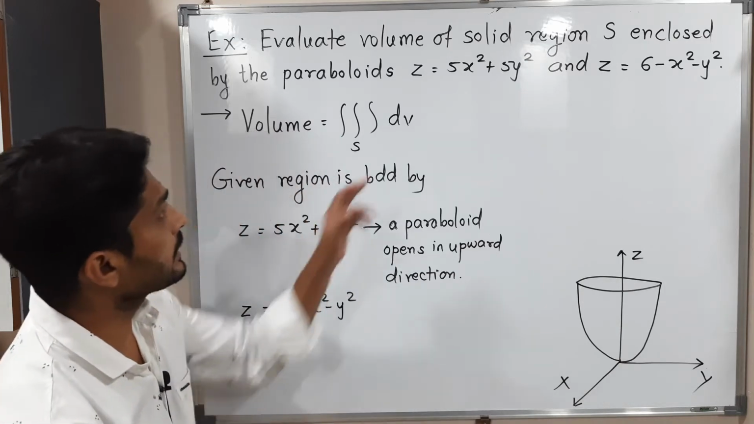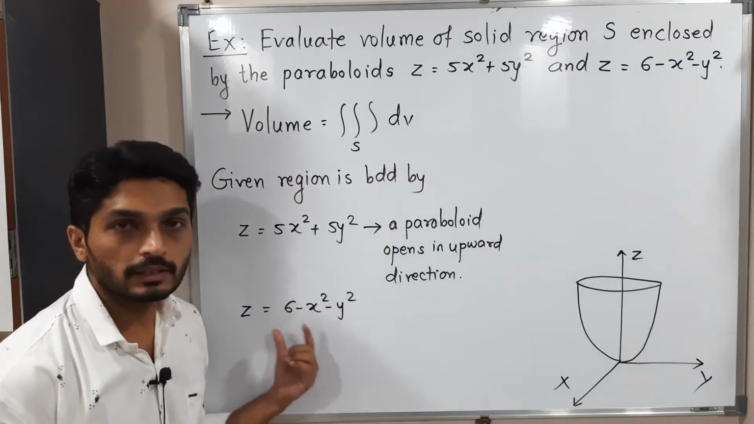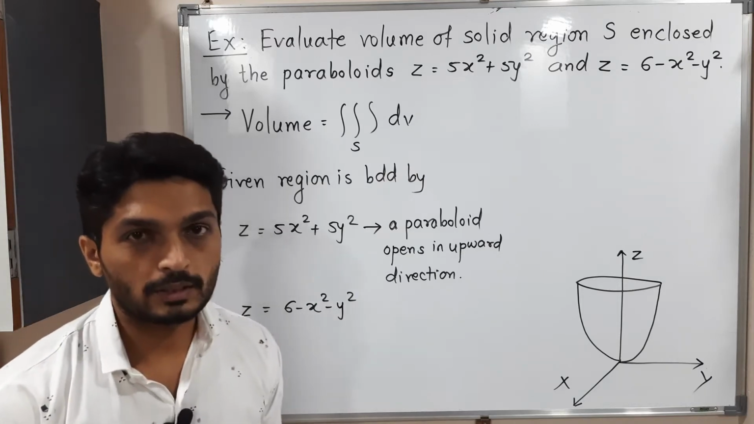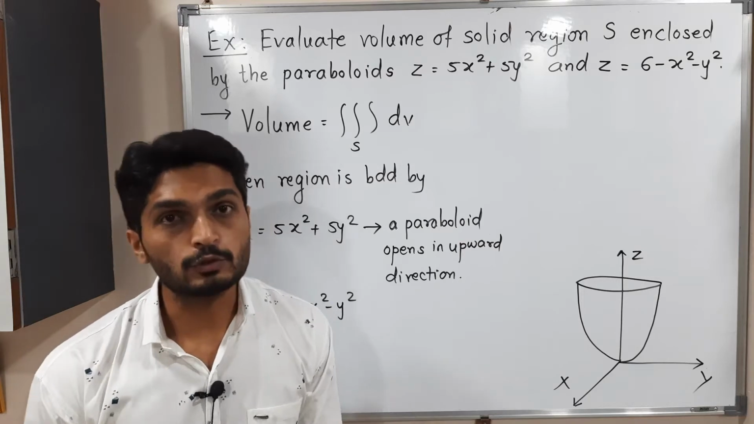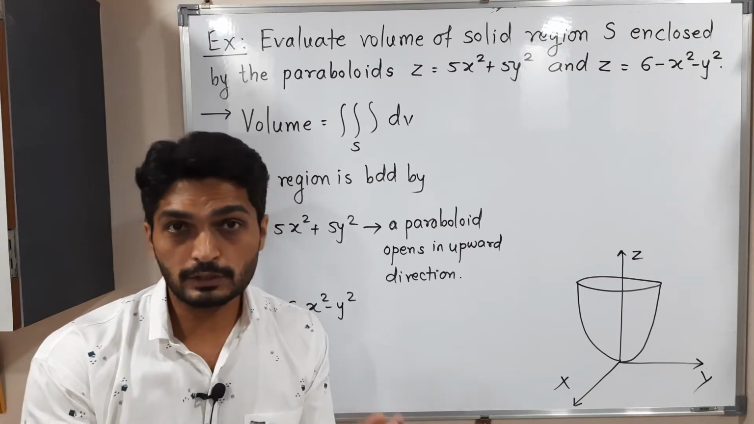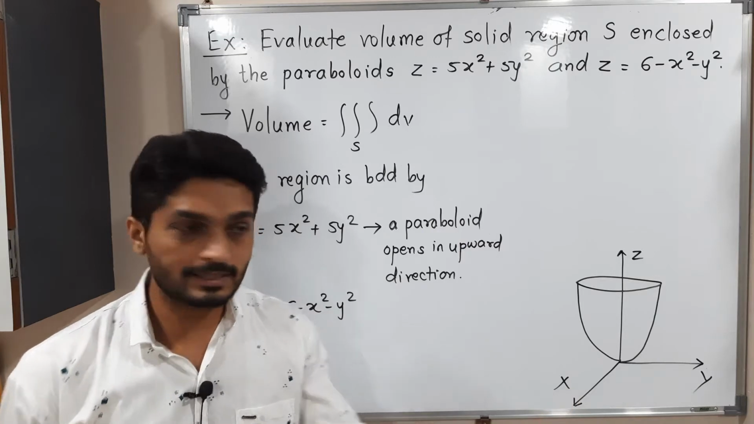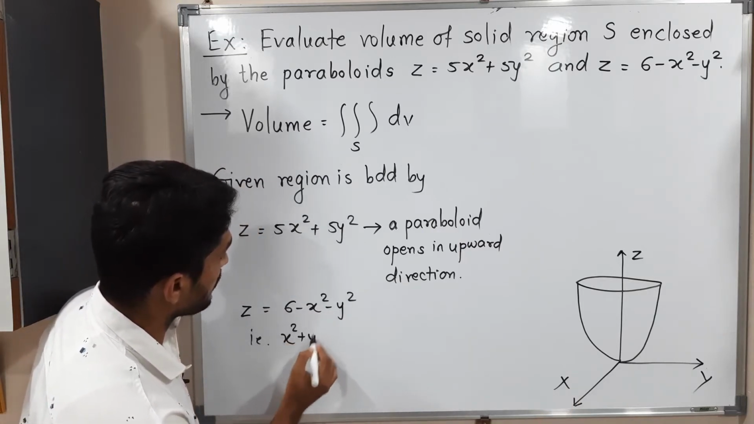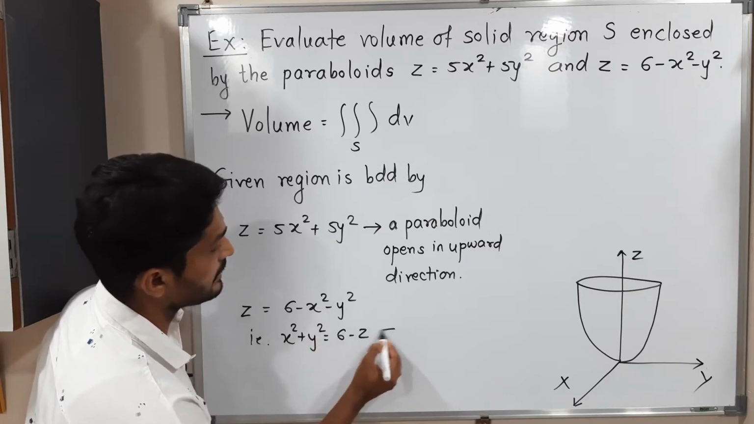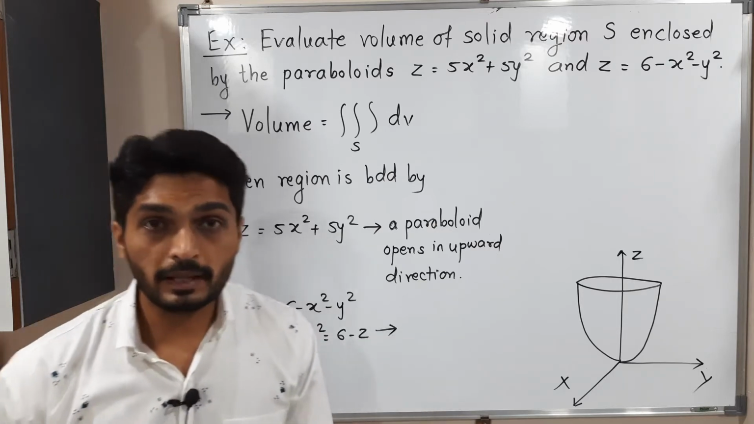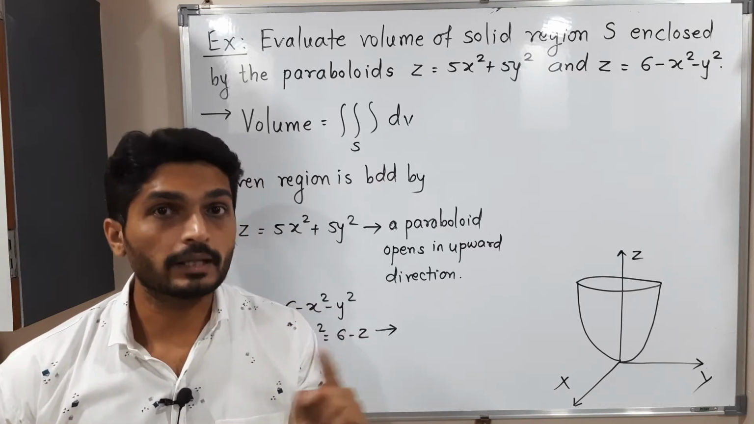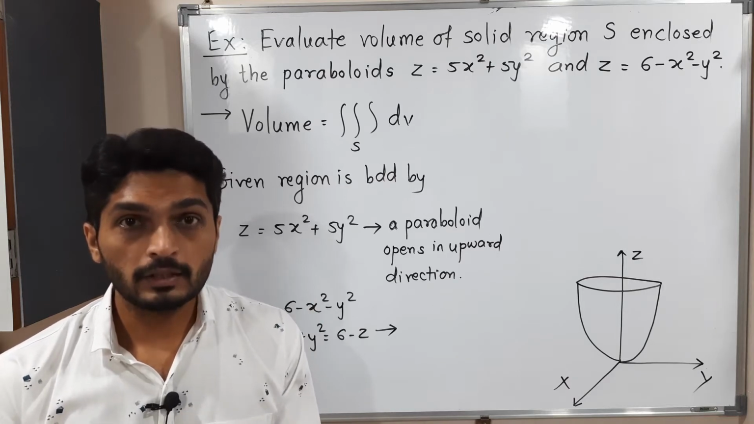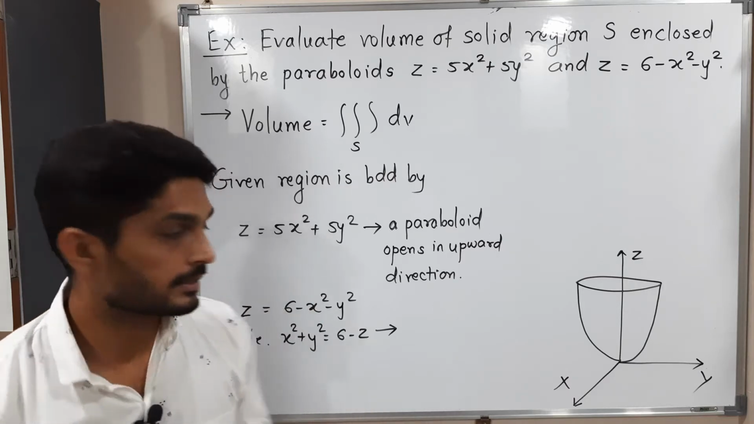See, the second surface, that is also z is equal to 6 minus x square minus y square. But you know that a square cannot be negative. So for that, x square and y square I will shift on this side and z on that side. So that is x square plus y square is equal to 6 minus z. Again, it is a paraboloid, since z has power 1 and x and y both have power 2. So this is a paraboloid which is rotating about the z axis again.